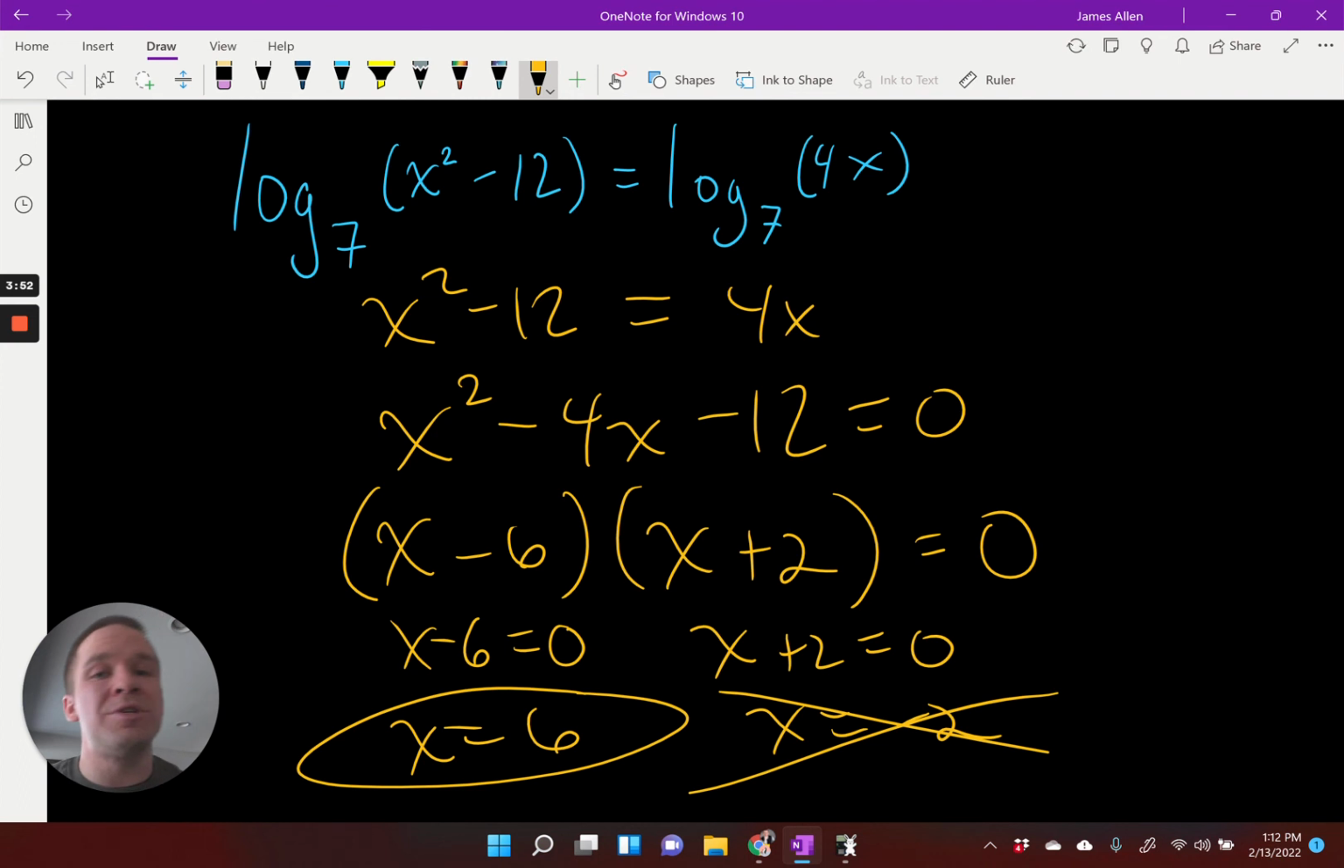It's a negative argument, which is outside the domain, right? The domain restrictions are positive arguments, okay? What's inside that log needs to be a positive number, not 0, not negative. It's got to be positive. So we're omitting that one, and that's the way it works here.